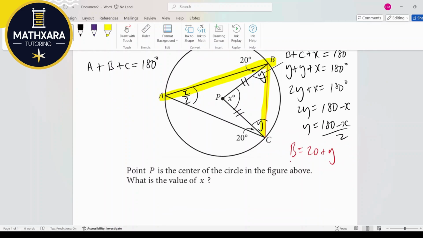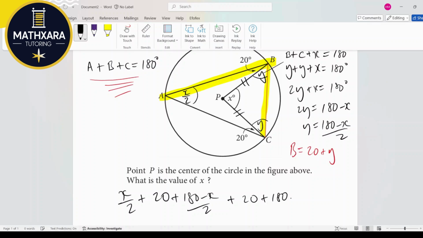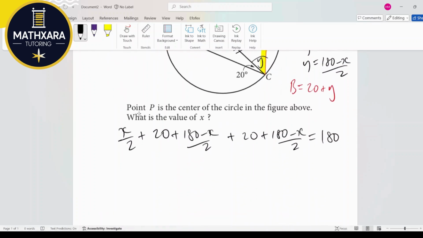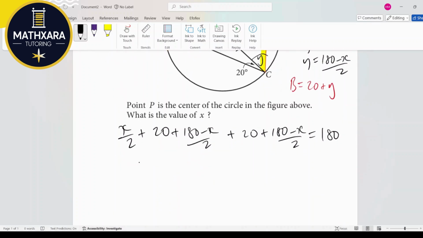Let's substitute all these values that we've gotten, or all these expressions, in this equation at the top. We know that A, which would be x over 2, plus B, which would be 20 plus (180 minus x) divided by 2, plus C, which is the same, 20 plus (180 minus x) divided by 2, and this all should be equal to 180 degrees. We need to solve this equation.